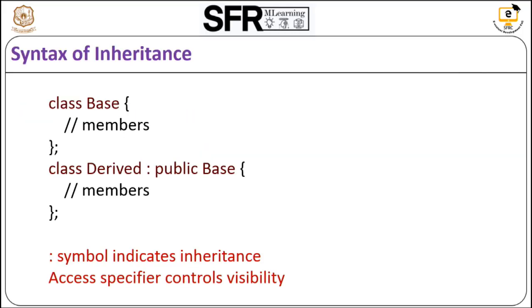And this is the syntax for inheritance. In C++, inheritance is implemented using the colon operator. The access specifier defines how the base class members are inherited. Public inheritance is the most commonly used form.